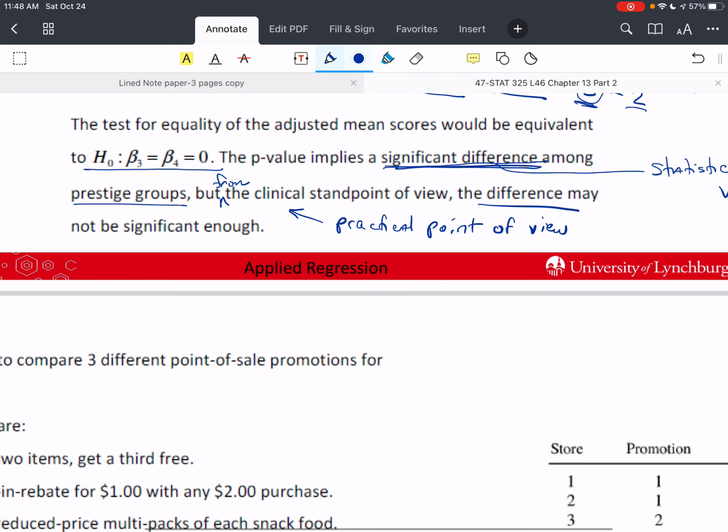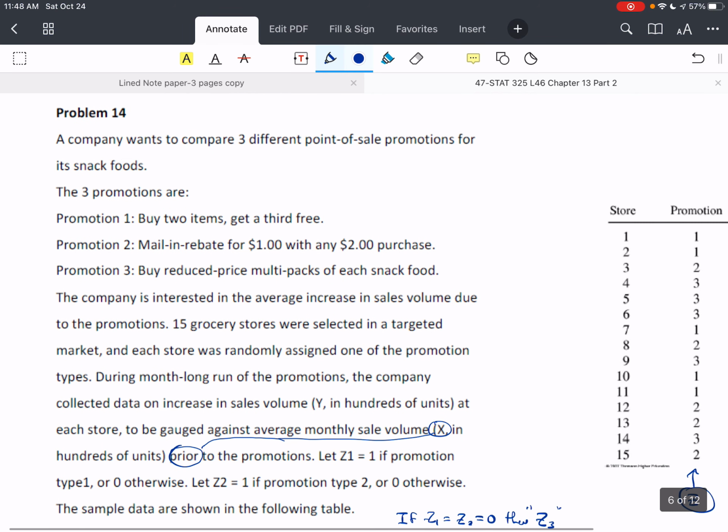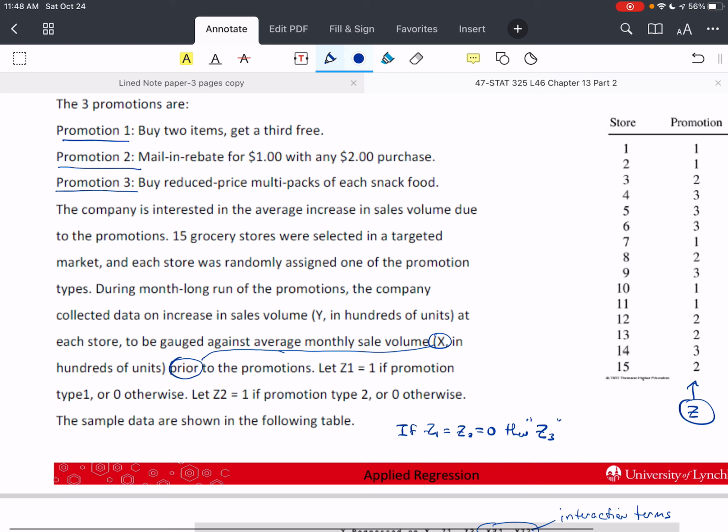Okay? All right. So now we have a different problem. A company wants to compare 3 different point-of-sale promotions for its snack foods. And so here are the 3 promotions. Buy 2 items, get a third free. Mail-in rebate for $1 with any $2 purchase. Buy reduced price multi-packs of each snack food. So the company's interested in the average increase in sales volume due to the promotions.